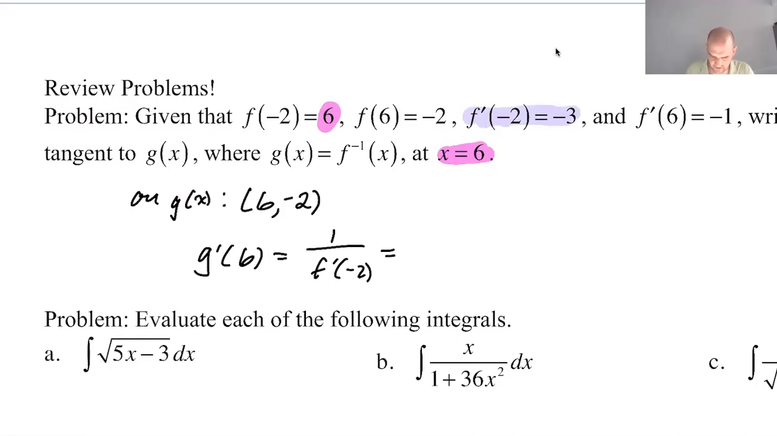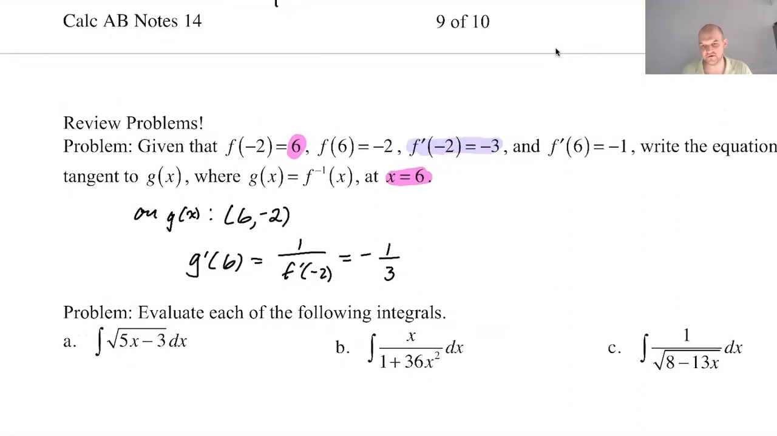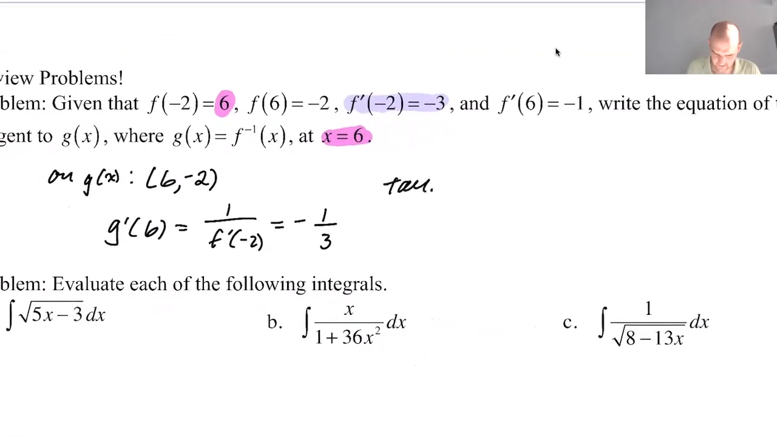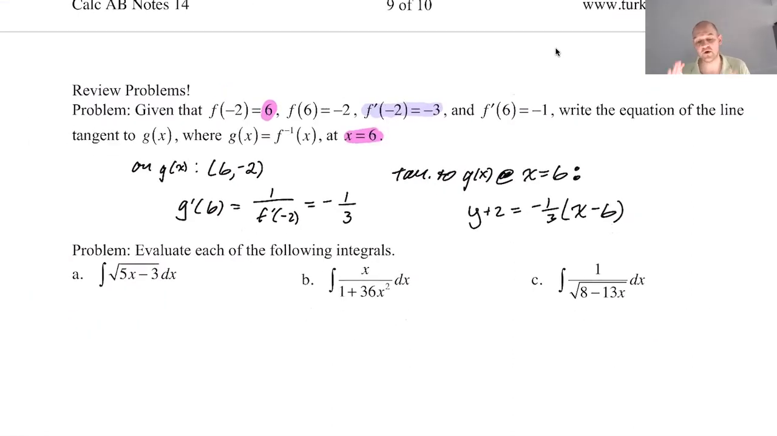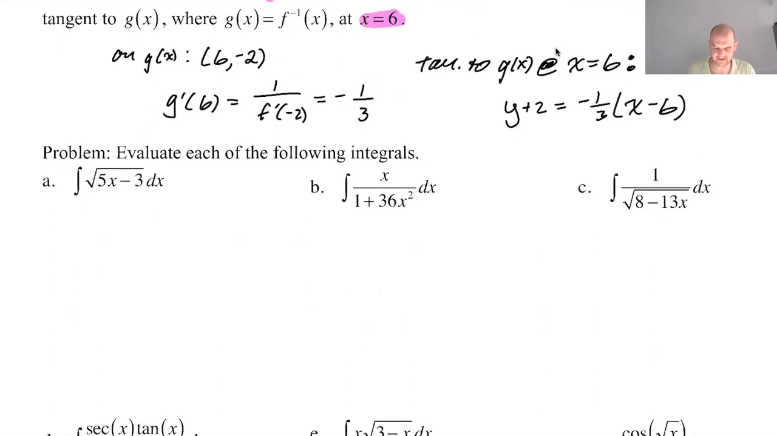These problems always give you a little bit of extra information because they have to try to trick you to see if you know what you're doing. It feels like a jerk move, but they basically have to do it. So the tangent to g of x at x equals 6 is going to be y minus negative 2, so y plus 2, equals negative 1/3 times x minus 6. There you go. That's a typical free response or multiple choice question. I feel that you will see one question like that, either as one little section of the free response, or in multiple choice.